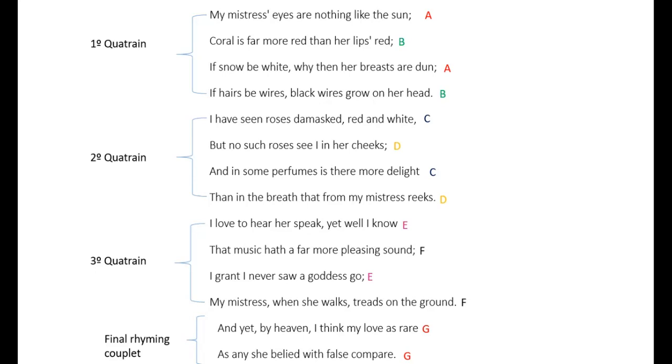Blush is sonrojarse. So this is what he's saying. I have seen roses of several colors, but I have never seen that color in her cheeks. And in some perfumes is there more delight than in the breath that from my mistress reeks. Okay, very peculiar choice of words by Shakespeare. Here he says, I like some perfumes and I find them more delightful than the breath that from her mouth reeks.